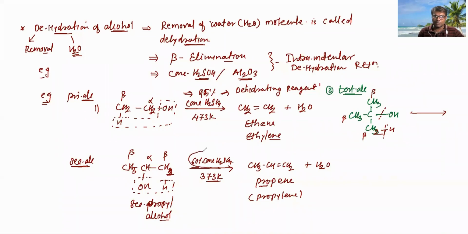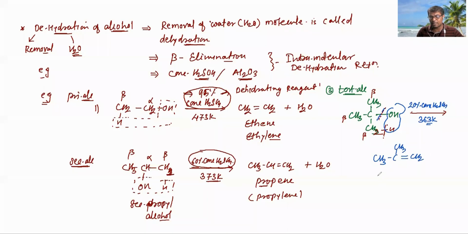Here we are using 60% concentrated H2SO4 in secondary. In primary alcohol, we are using 95% concentrated H2SO4. In this tertiary alcohol, we are using only 20% concentrated H2SO4 for the dehydration. And the temperature becomes 363, meaning less temperature is required because the C-OH bonds are weaker bonds. Now the H and OH are removed from the adjacent carbon atoms and we get a product called isobutylene.